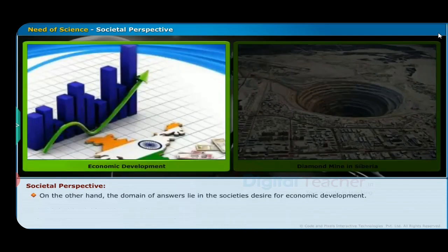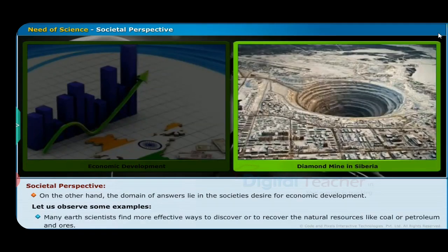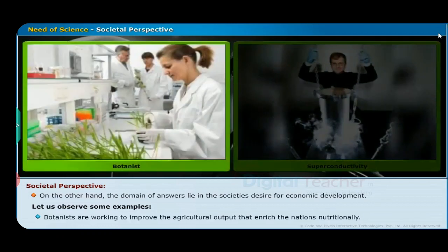On the other hand, the domain of answers lie in the society's desire for economic development. Let us observe some examples. Many earth scientists find more effective ways to discover or to recover the natural resources like coal or petroleum and ores. Botanists are working to improve the agricultural output that enrich the nations nutritionally.